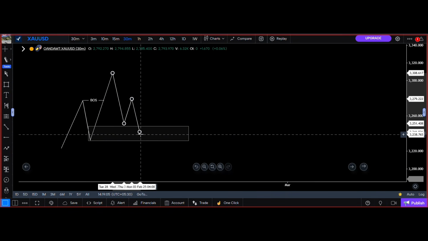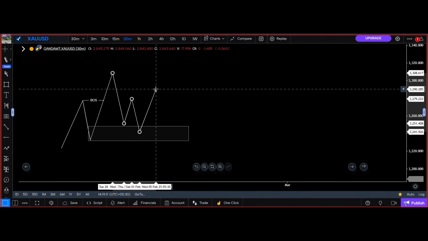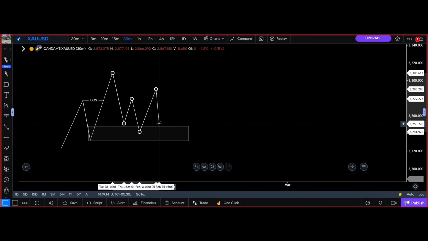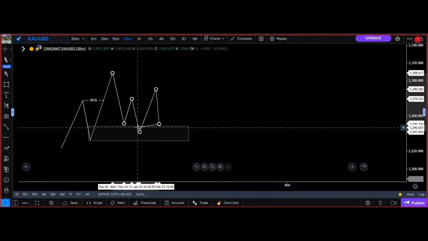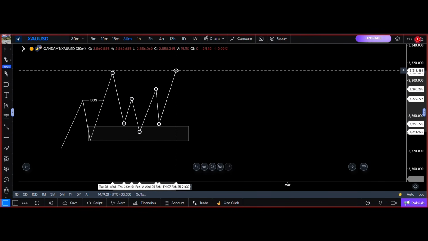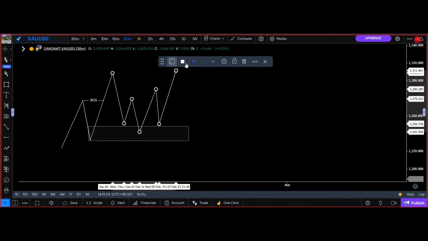And the second type, it's the second entry model. The market gives a breakout structure to the upside, then comes again, tapping this 15-minute time frame demand zone, then flies again. Sorry, I didn't understand. Can you repeat again?